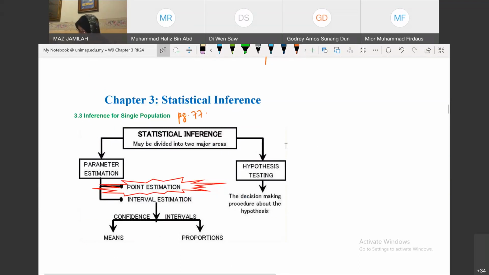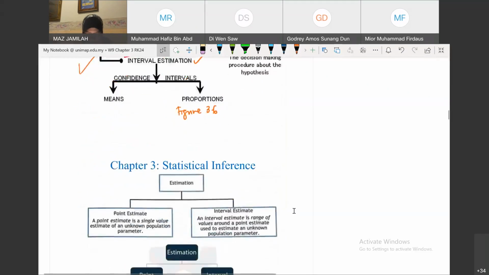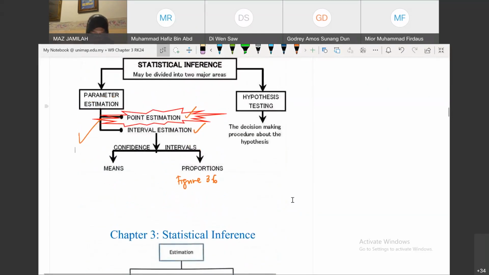Okay, on page 77, you have figure 3.6. If you want to make an estimation, you can have point estimation or you can use interval estimation. So let's talk about point estimation and interval estimation. We look at this part first. Remember, this will involve one population and two populations.